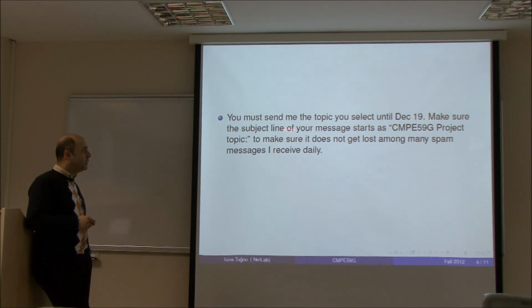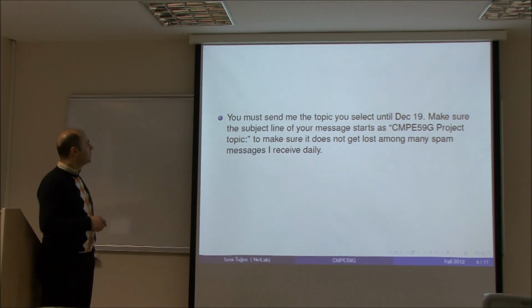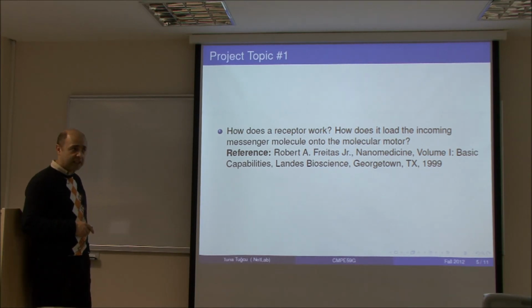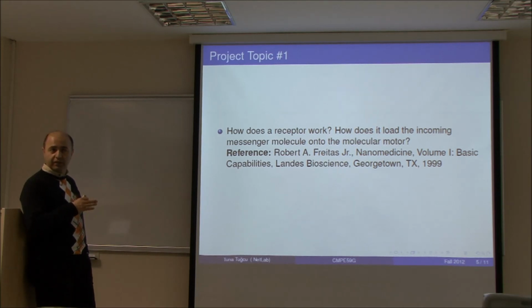And send me an email message starting as CmpE59G project topic. Otherwise, it may just go into spam by mistake. So these are the possible topics. If you have something in mind in addition to this, like maybe, for example, I don't have active networks here, but if you want to add active networks, you're welcome to do so, if you're interested in it.